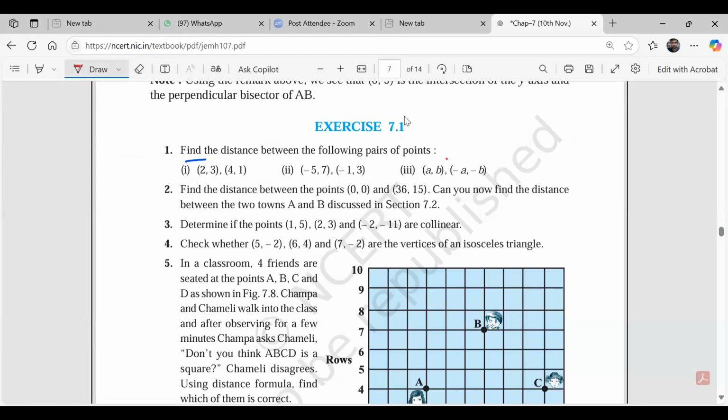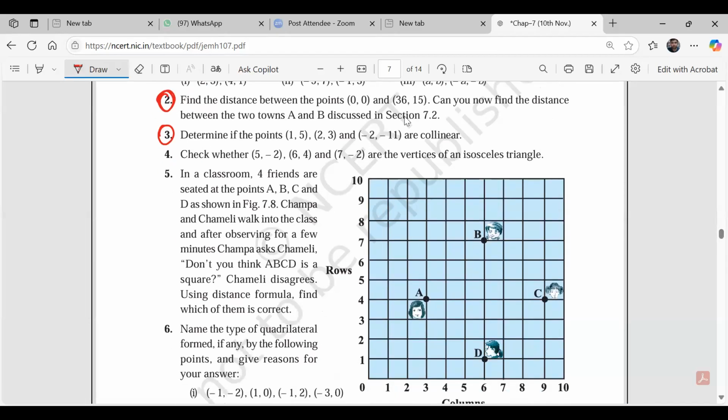Find. Okay, I'm coming to question number 2. Let me show you different types of questions. I mean question number 3. Determine if these 3 points are collinear. Okay, 3 also I'm taking after a while. Let me show you number 4 first.